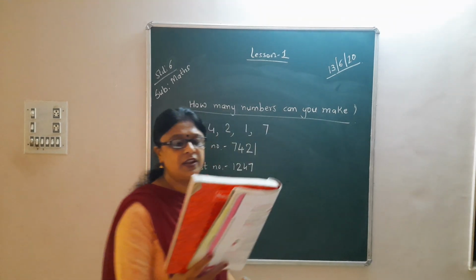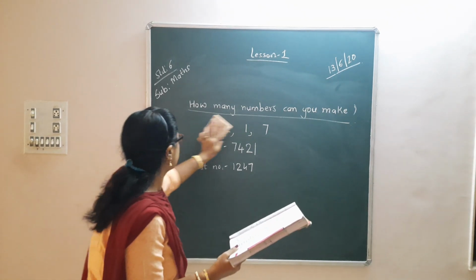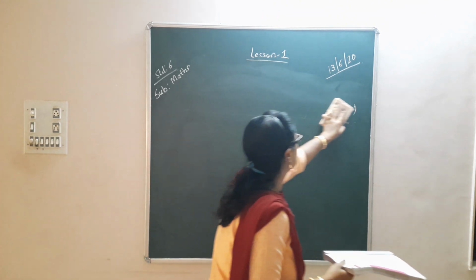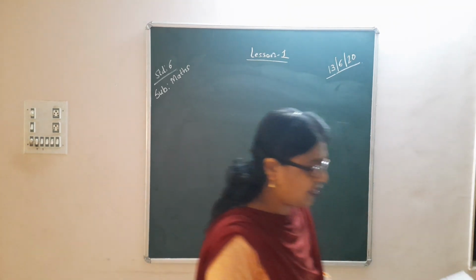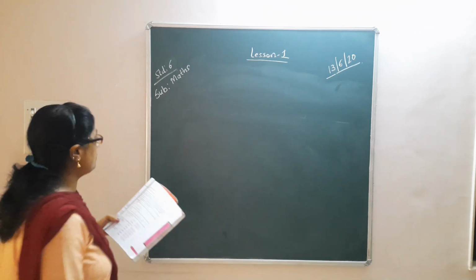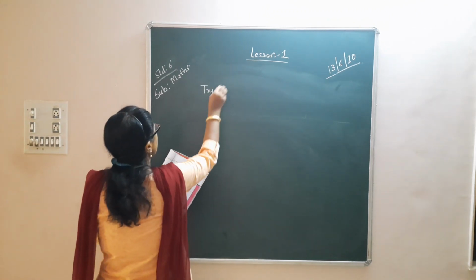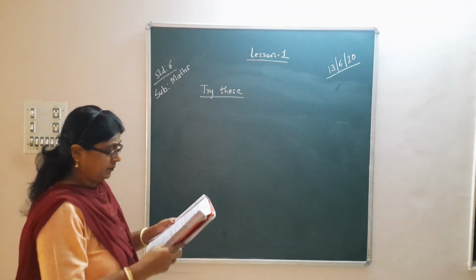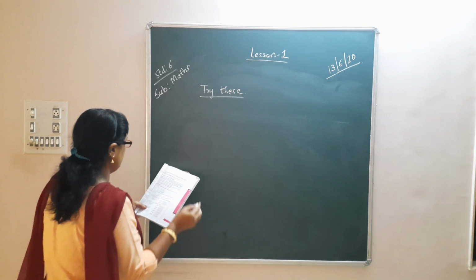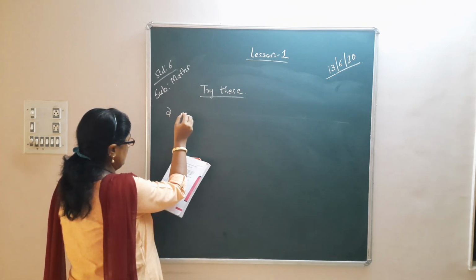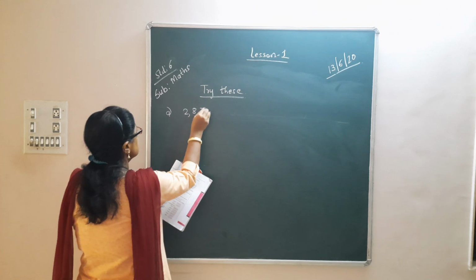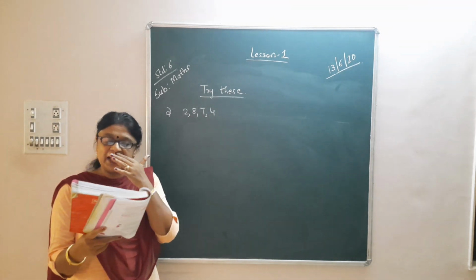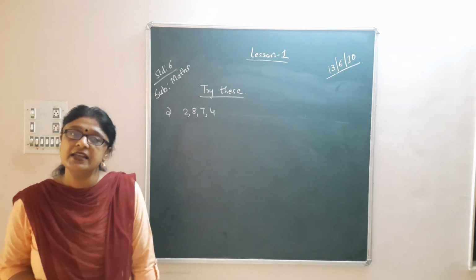So you can see on page number 3, try these. Question number 1. 2, 8, 7 and 4. Use the given digits without repetition and make the greatest and smallest.